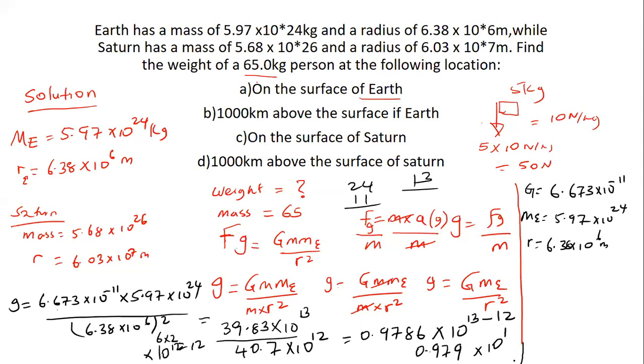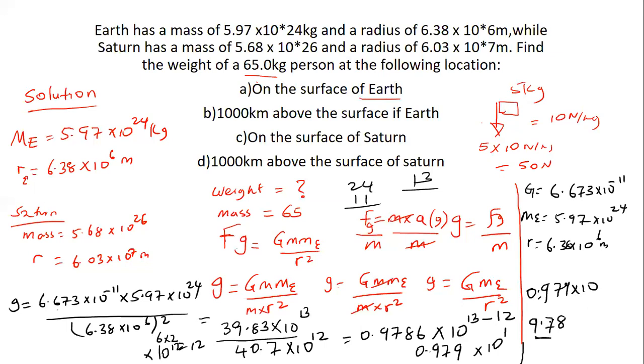If you move the power backward, what would happen to the zeros? To minus. 10 raised to power 1 is normally 10. You know that? So you would say 0.979 times 10. And that's going to give you 9.78. This is the value of the gravitational field strength for what?